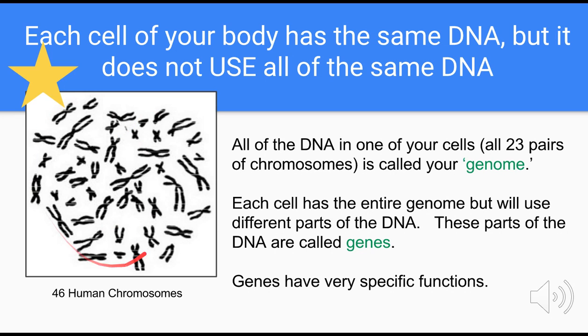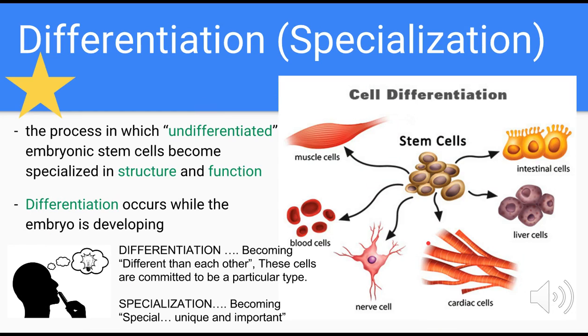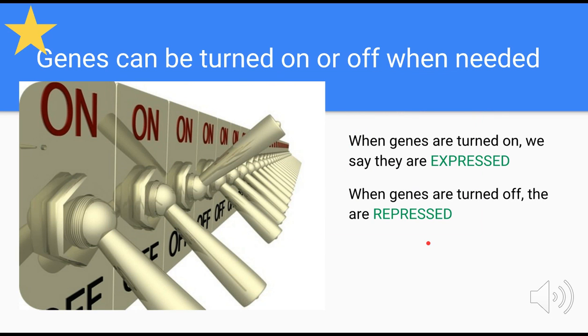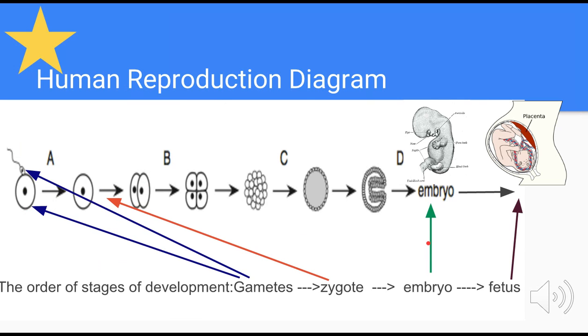It doesn't use all the DNA. It only uses the little parts it needs. So each cell has the entire genome, but it uses different parts of the DNA. It uses only the genes it needs. Genes that are turned on are expressed, turned off are repressed. And what else? We have a little bit more.